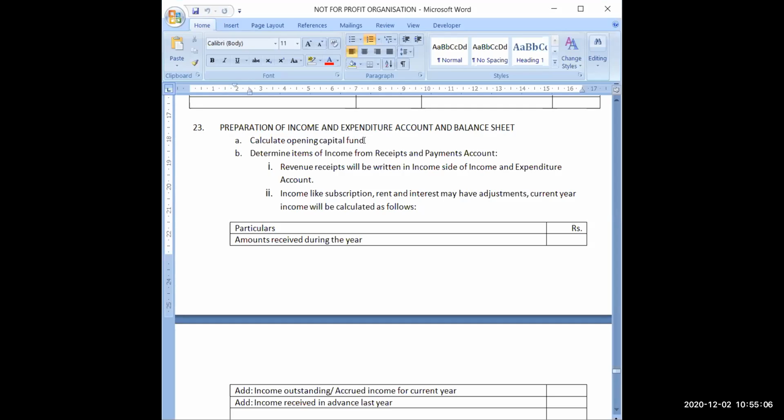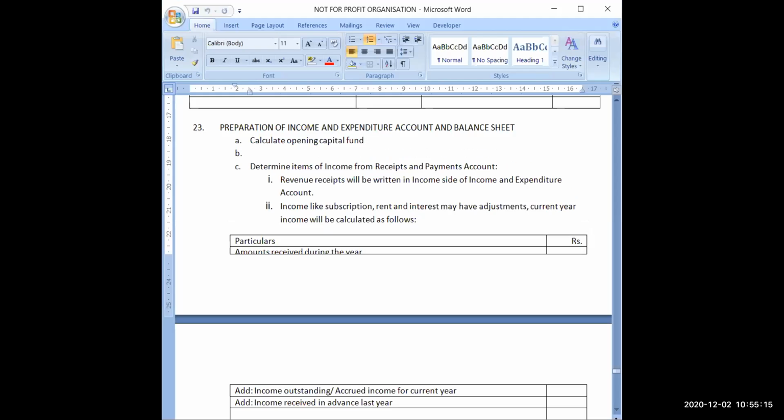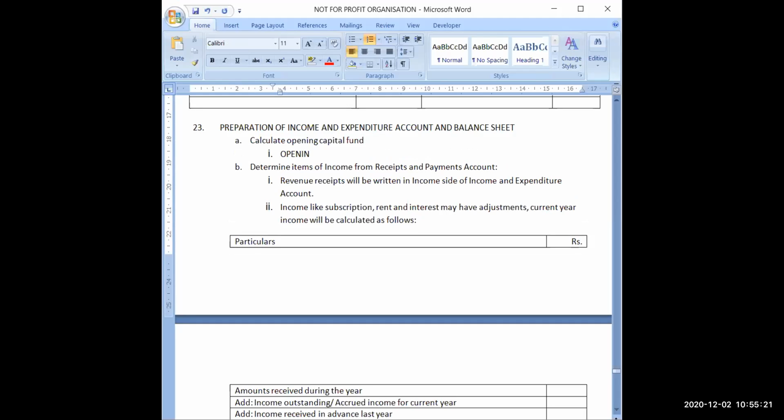In that balance sheet, you will be writing the opening balances of various assets and liabilities. If I give you examples, what can be there in the opening balance sheet? First thing, the opening balance of cash and bank. From where will you get it? You will get it from the receipt and payments account.